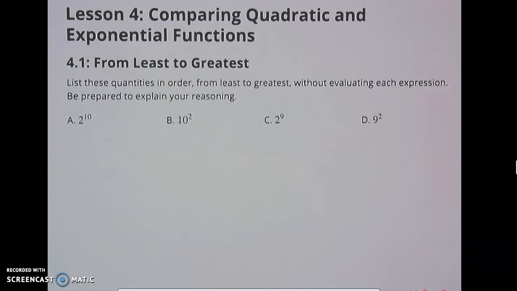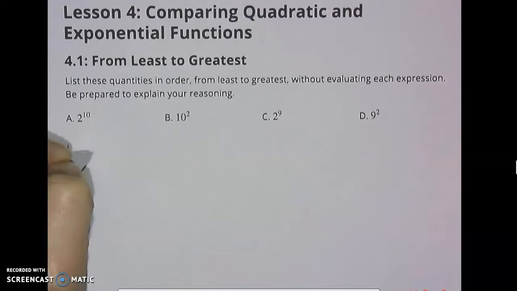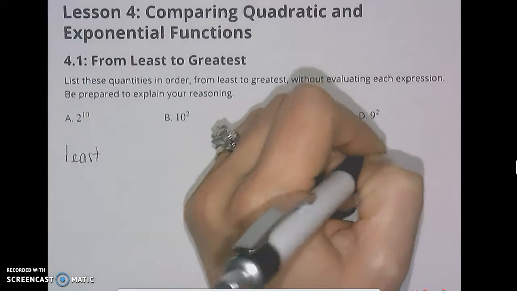So with this, we're looking at 2 to the 10th, 10 squared, 2 to the 9th, and 9 squared. And we need to do this without evaluating each expression, which means we shouldn't just be typing these into the calculator to figure out what they are. We're going to reason through this a little bit. So what things do we know so far? If we're going to go from least to greatest.